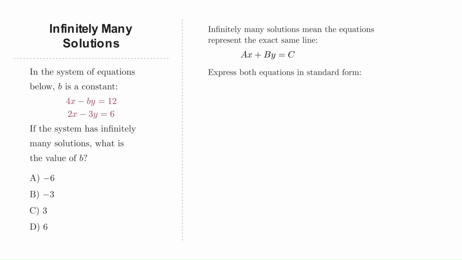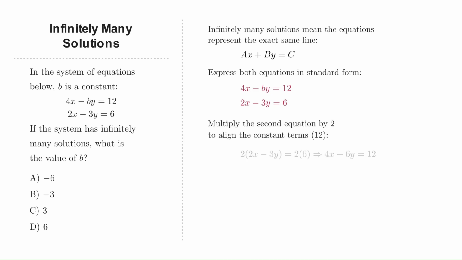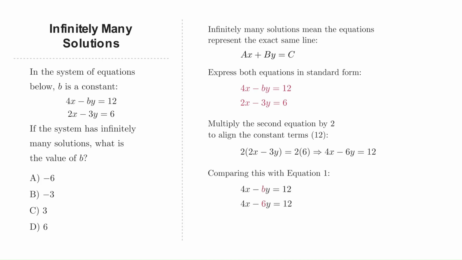Let's express both starting equations as standard form. To compare them directly, we can manipulate one equation so that the constant terms align. Since the first equation ends in 12 and the second ends in 6, we can multiply the entire second equation by 2. Since the x coefficients and the constants are now identical, their y coefficients must also be identical. We can conclude that b must equal 6. This matches option D, which is our correct answer.